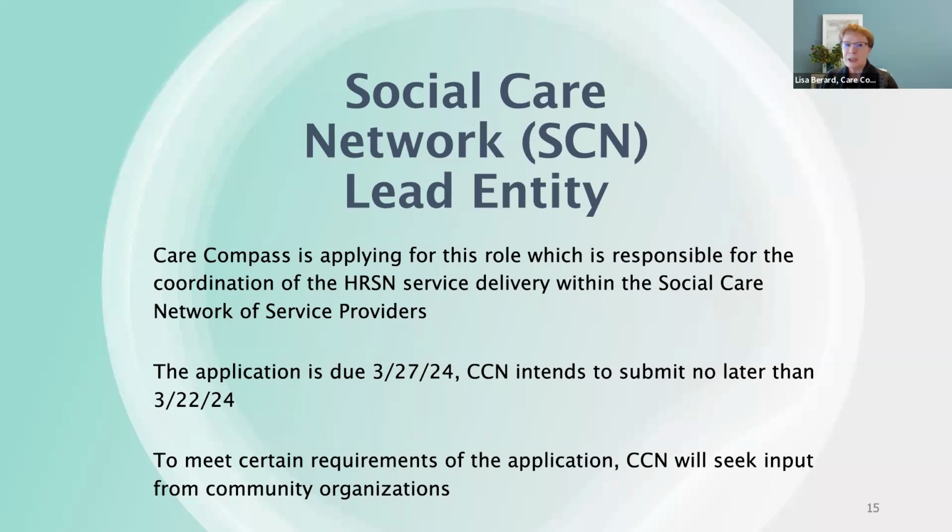So as previously mentioned, Care Compass Network is applying to be the social care network lead entity, and this role is responsible for coordinating the HRSN service delivery among the social care network of providers. The application is due on March 27th. The state highly recommends preceding that date by at least 4 days. Care Compass Network intends to submit no later than 3/22, which is a Friday. And to meet certain requirements of the application, we will be seeking input from community organizations.